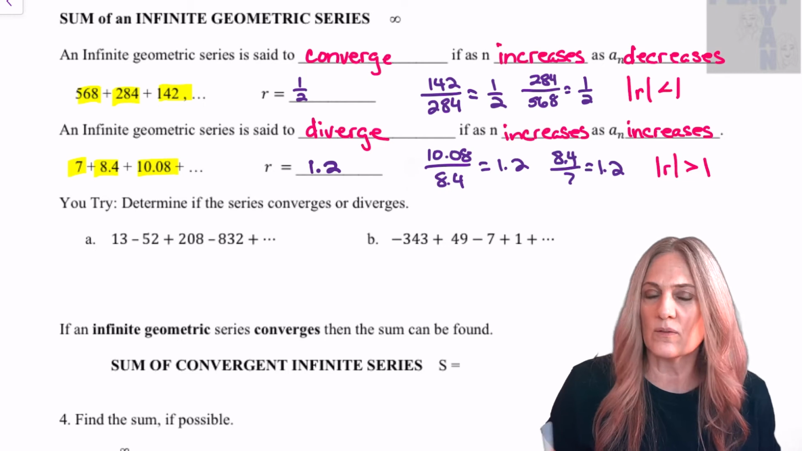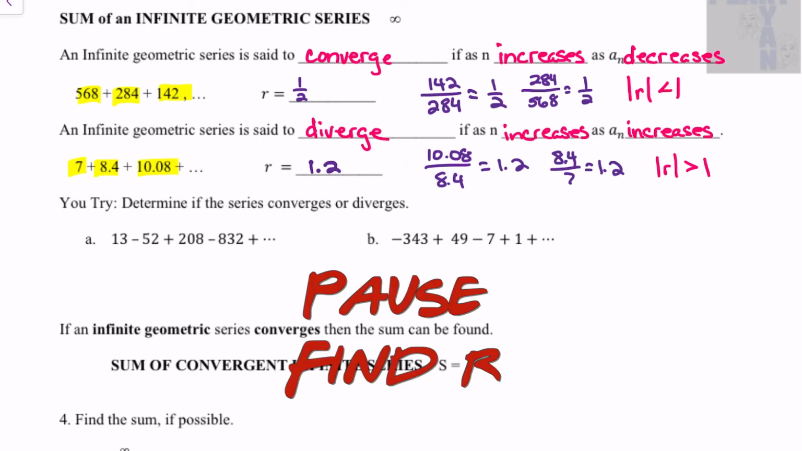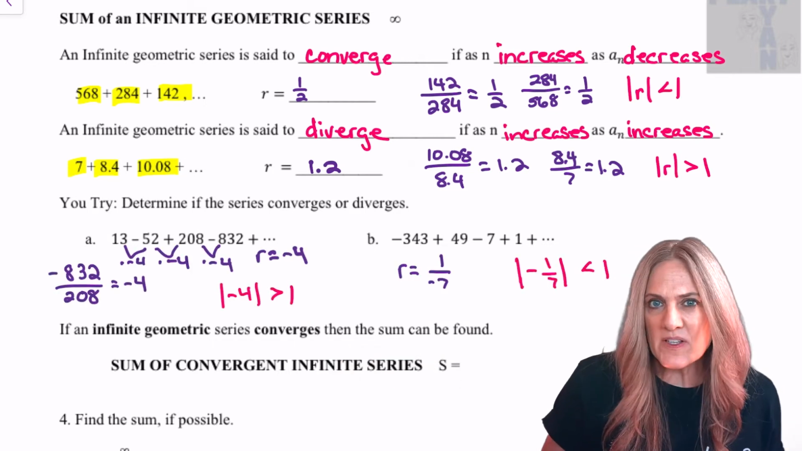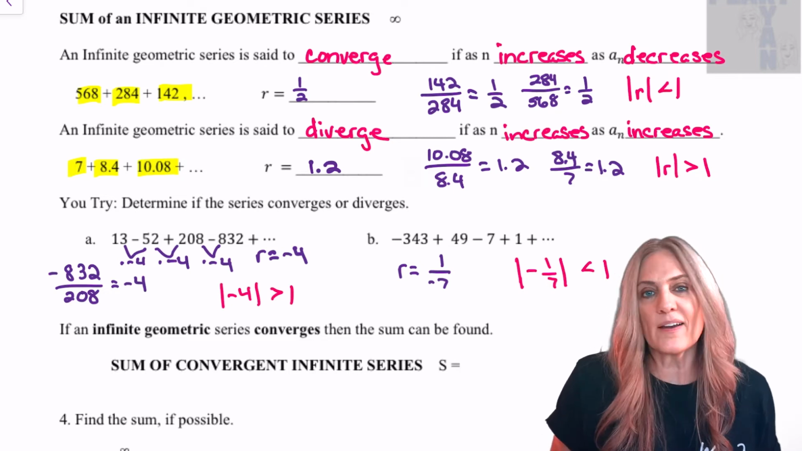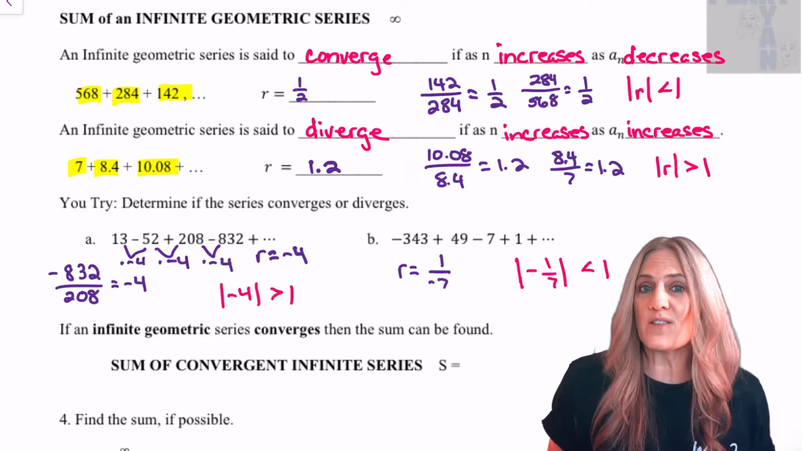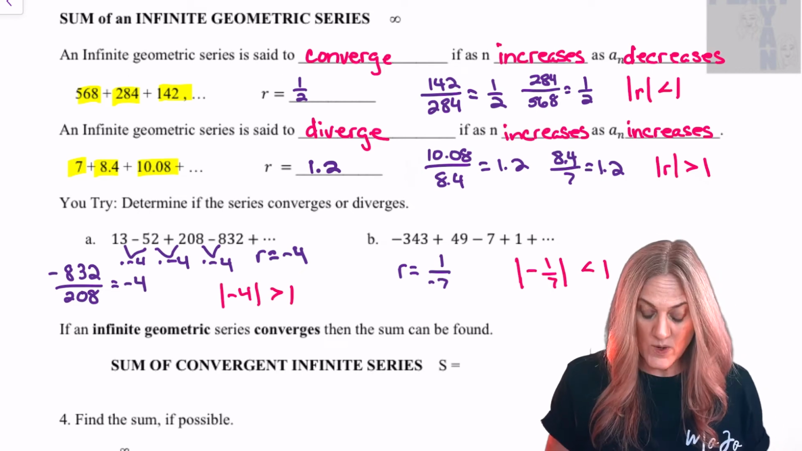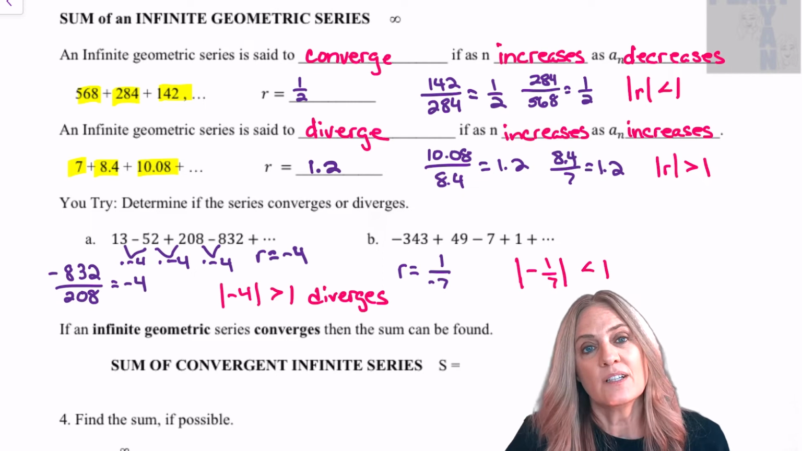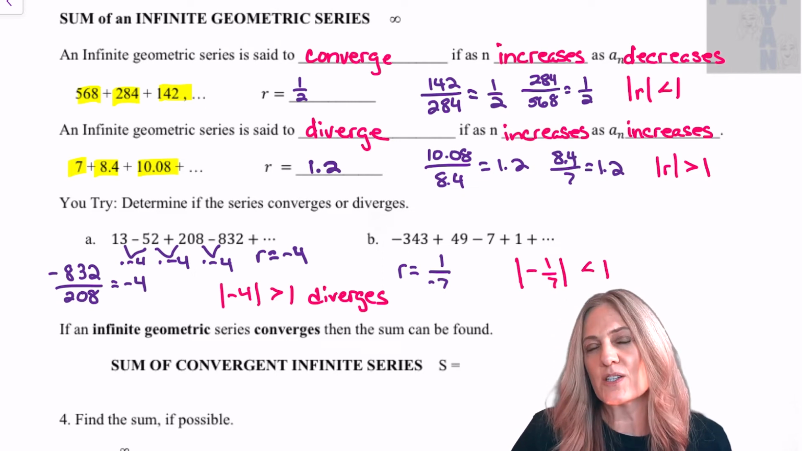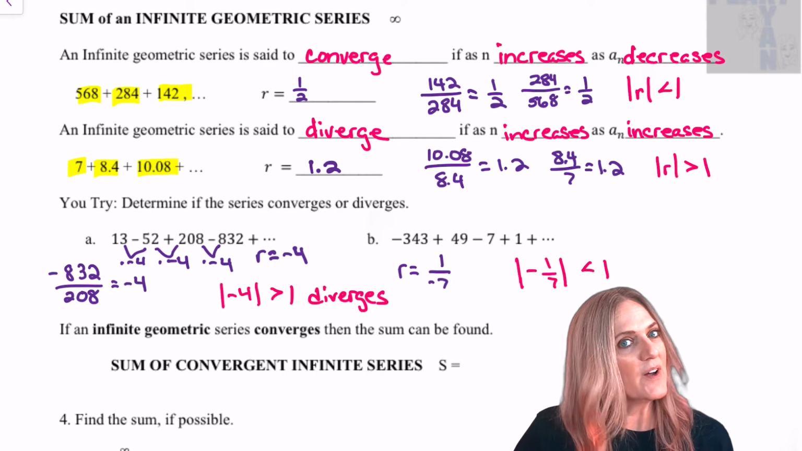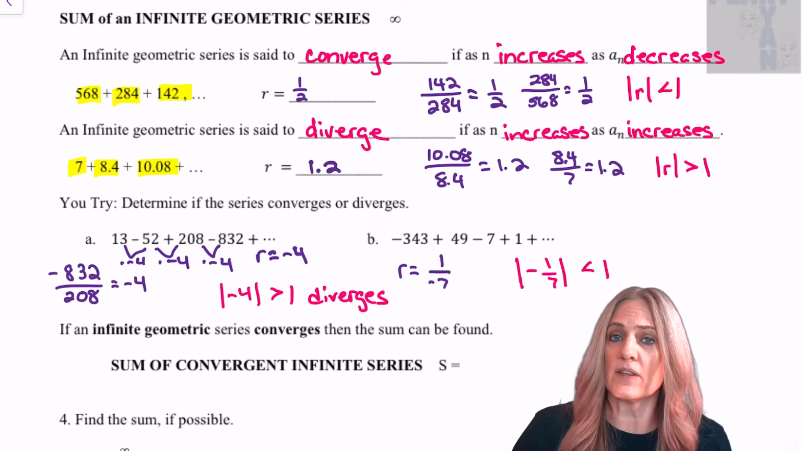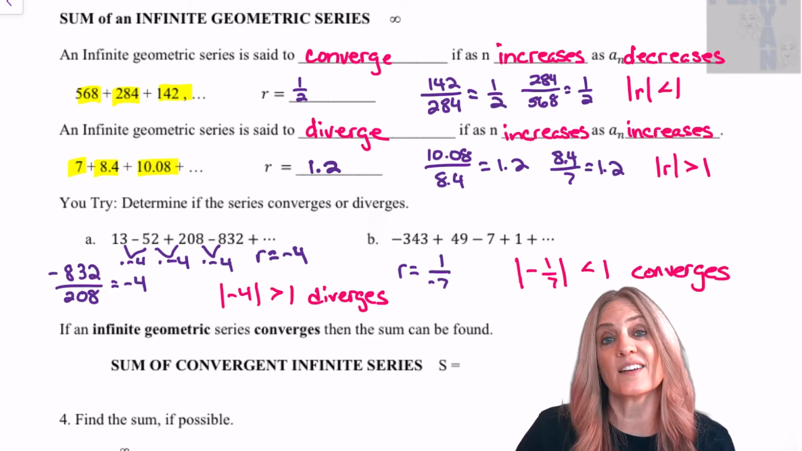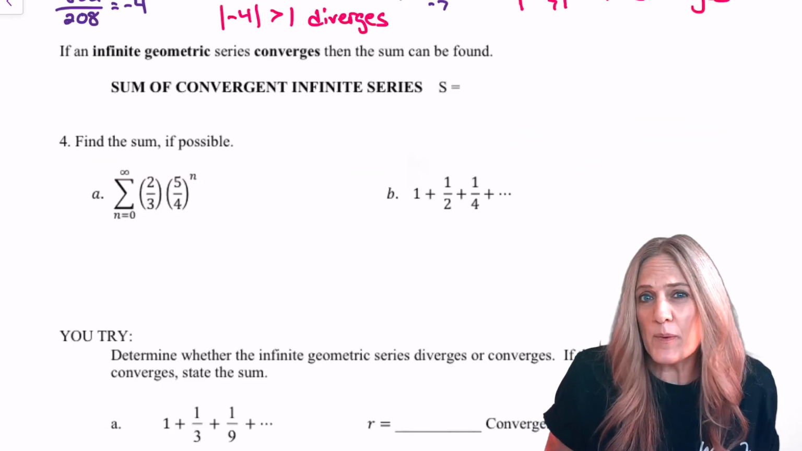Try the next two. Find the common ratio. Okay, on the first one, term divided by previous term, and I checked all of them, r equals -4. Well, the absolute value of -4 is 4, which is greater than 1. So the first series diverges. The second example, term divided by previous term, the common ratio is -1/7. Absolute value of -1/7 is 1/7, which is less than 1. Therefore, it converges.